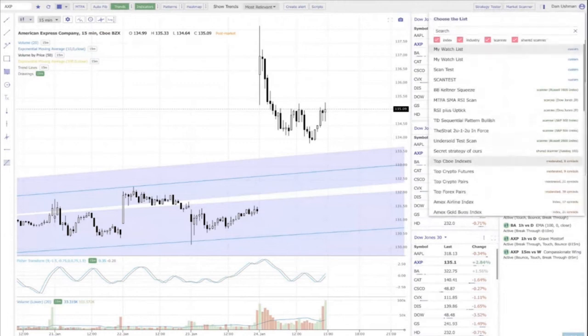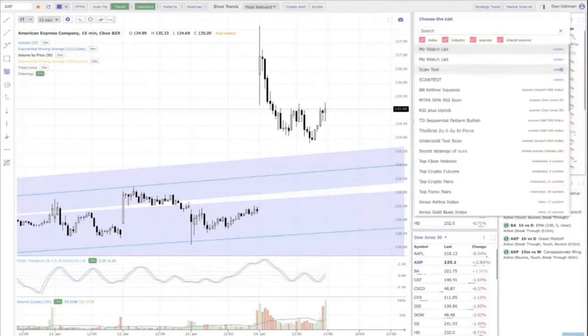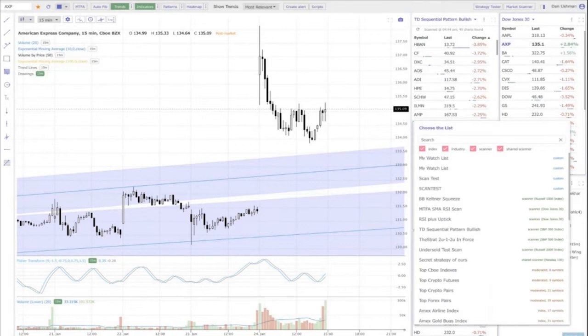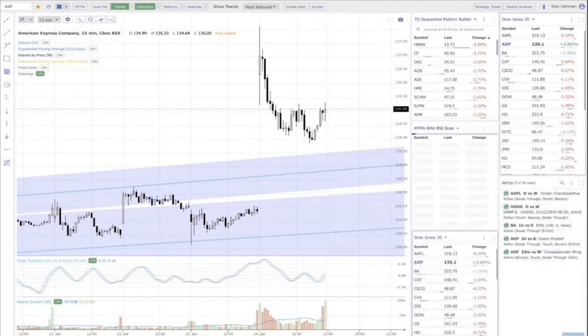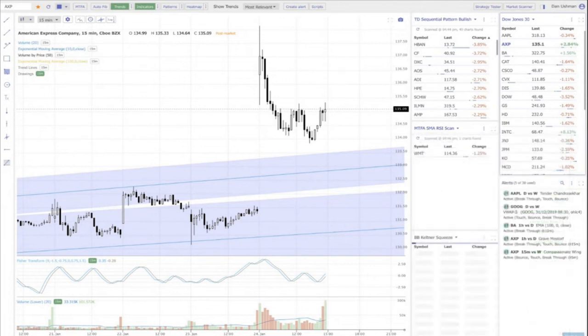I might want this top one to be, I don't know, the Dow Jones 30, but I might want the rest of these to be different scanners. And you can see my scanners that I just created are all saved here. So I can now have multiple scanners running at one time in this panel here. And you can see this is that TD sequential scanner. This is some different scanner I was working on, and this is that Bollinger Band Keltner squeeze scanner.